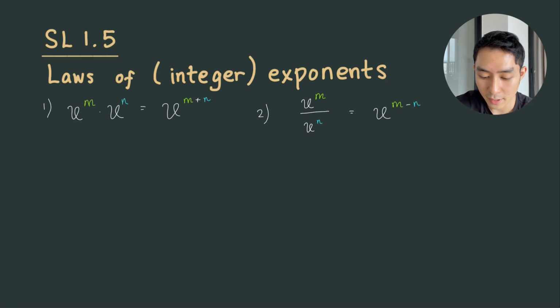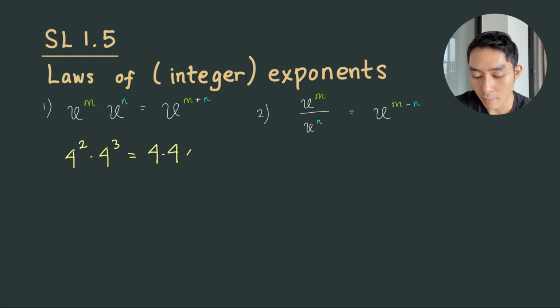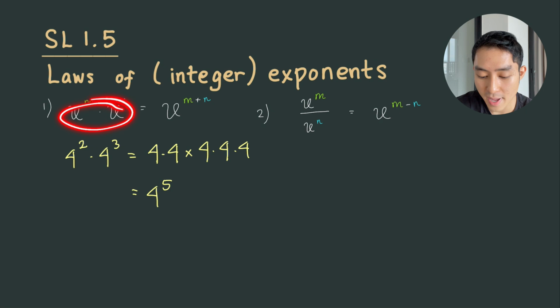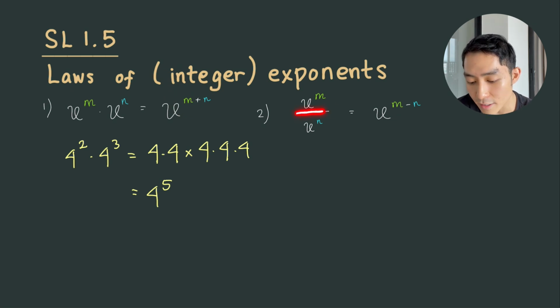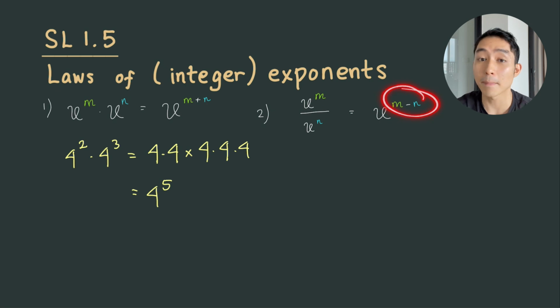Let's do an example. If we have 4 power 2, we multiply with 4 power 3. We can expand them that on the left one, we have 2 of 4, and on the right one, we have 3 of 4. So in total, we have 5 of them. So that's why when we have same base exponent with different power and being multiplied, we can just add the powers.